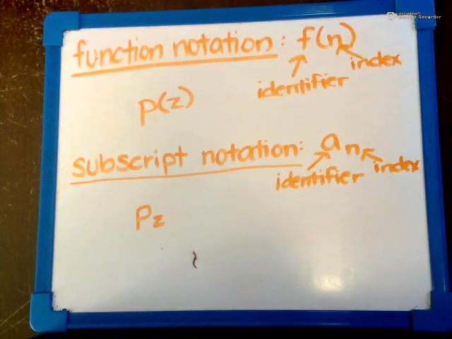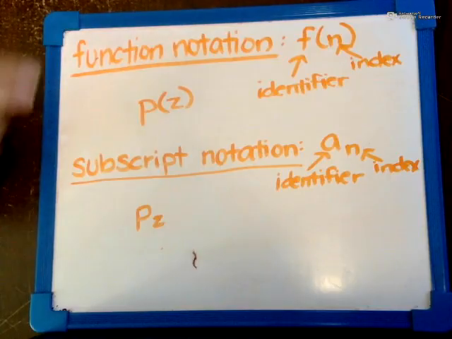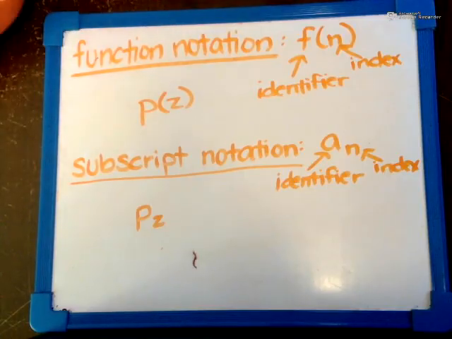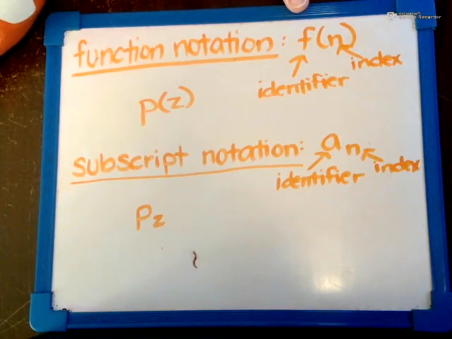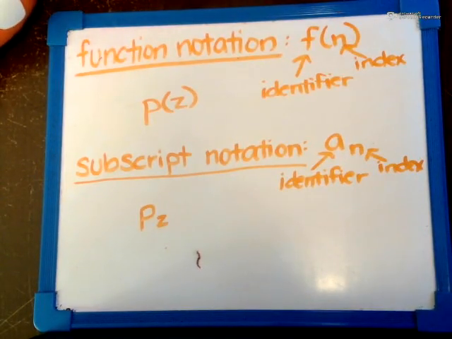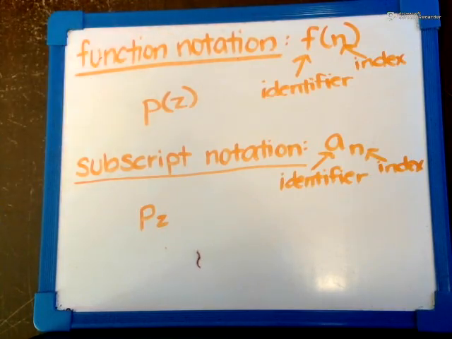There are two different ways to refer to a specific term in a sequence. There's function notation and subscript notation. Function notation for sequences is exactly the same as for any other function, f of n. F is the identifier, n is the index. As with other functions, the letter f is a common identifier, but any letter can be used. Any letter can be used for the index too. So for example, you could use P of Z for a sequence that represents the postage of a letter as a function of the number of ounces.